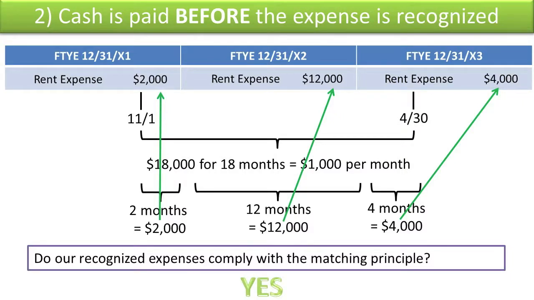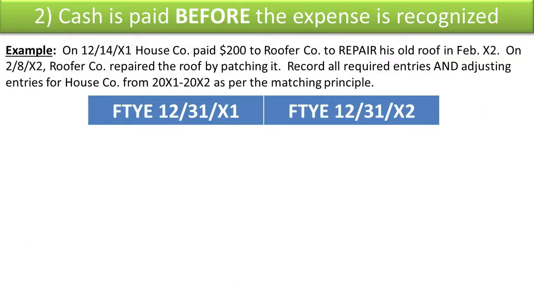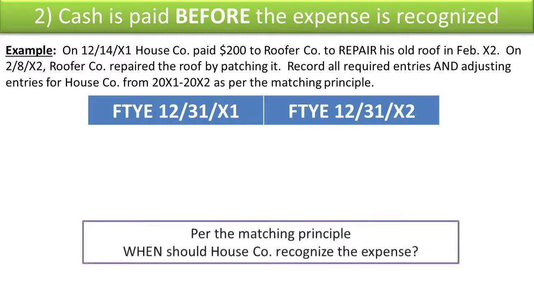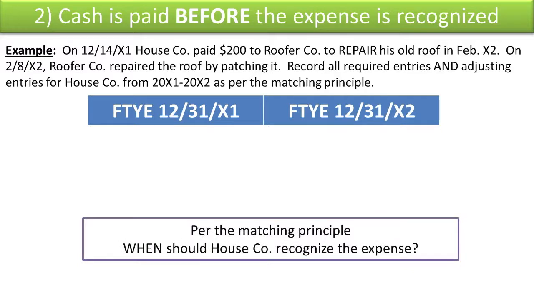Yes, they do. Example: on December 14th, X1, HouseCo paid $200 to RooferCo to repair his old roof in February X2. On February X2, RooferCo repaired the roof by patching it. Record all required entries and adjusting entries for HouseCo from 20X1 to 20X2 as per the matching principle. Per the matching principle, when should HouseCo recognize the repair expense?